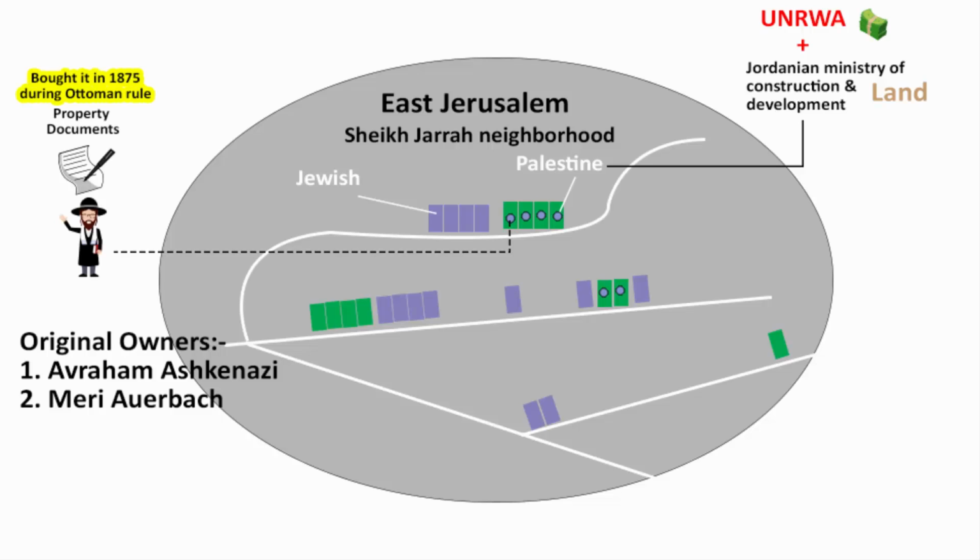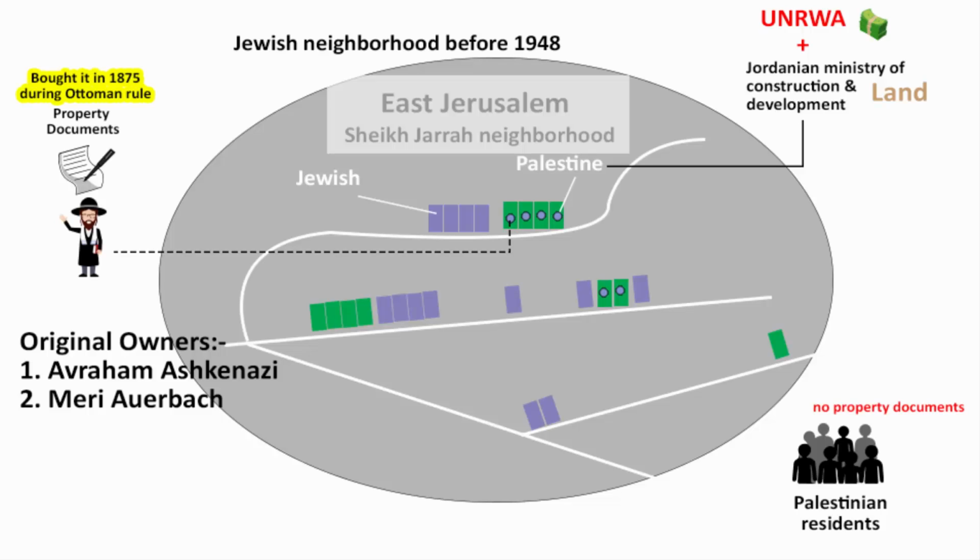On the other hand, the Palestinian refugees don't have any legal paper. The Jordanian government couldn't give them proper documents. When the Jordanian government was asked about this incident, they simply said that the process was interrupted due to the 1967 war. So in simple terms, the Jewish people have papers and the Palestinian refugees don't have any property papers. And even in the 1860s and 1870s, this neighborhood was a Jewish neighborhood.